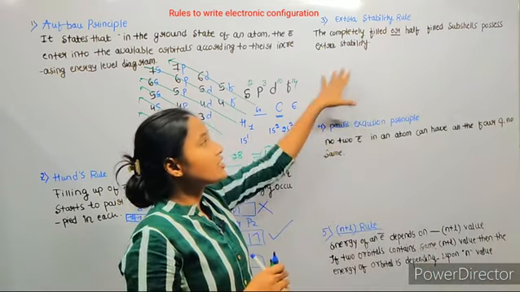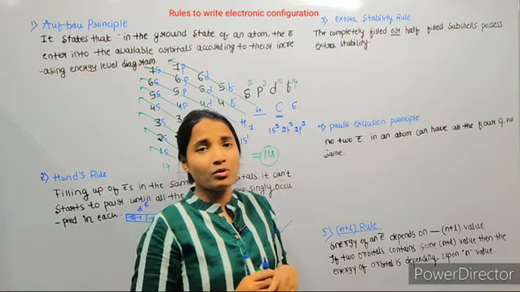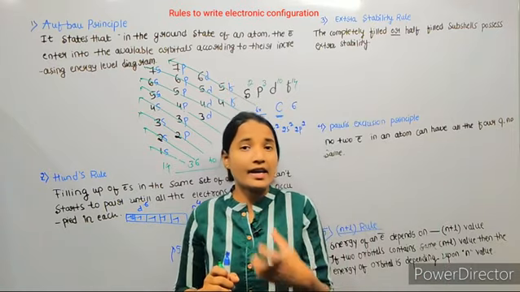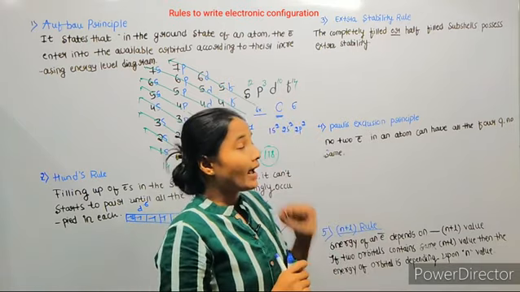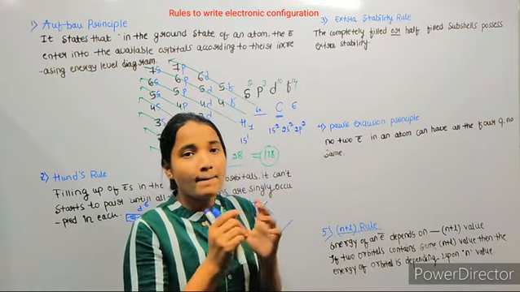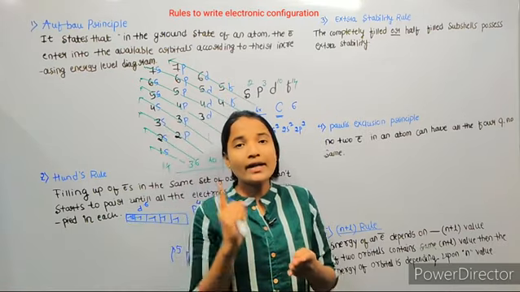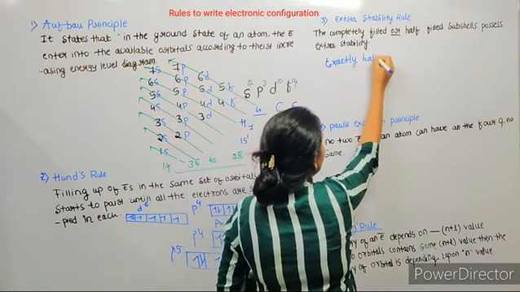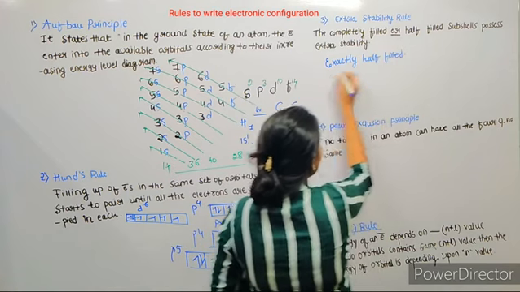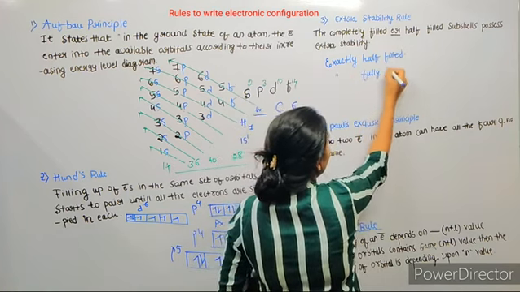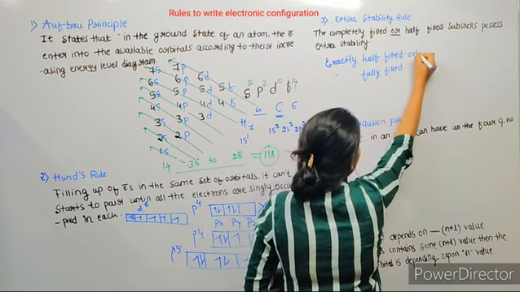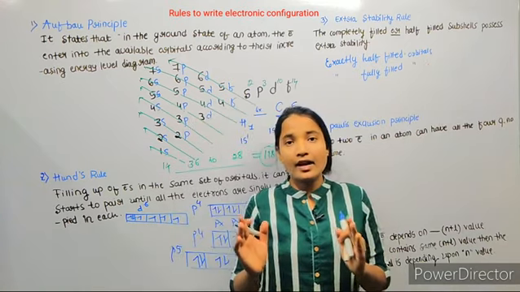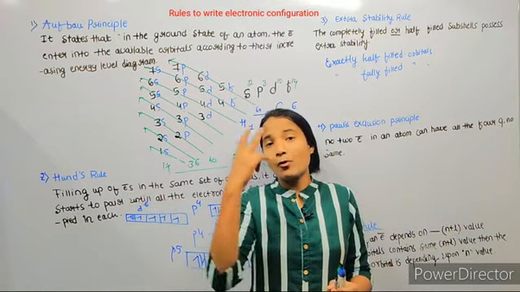The third one is the extra stability rule. Dear students, the stability of any element, of any atom, we can explain by using two concepts. One is the exactly half-filled orbital. Another one is the exactly fully filled orbital. According to the extra stability rule, the stability of a given atom or element depends upon these two concepts.